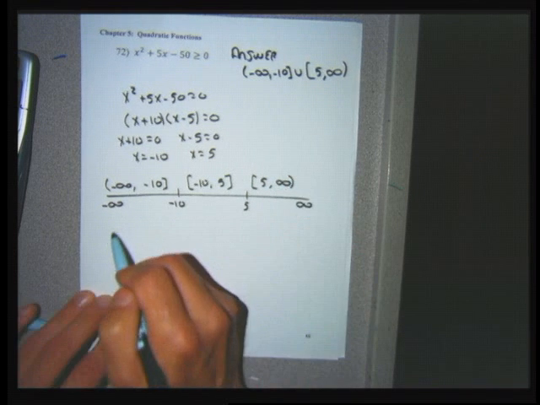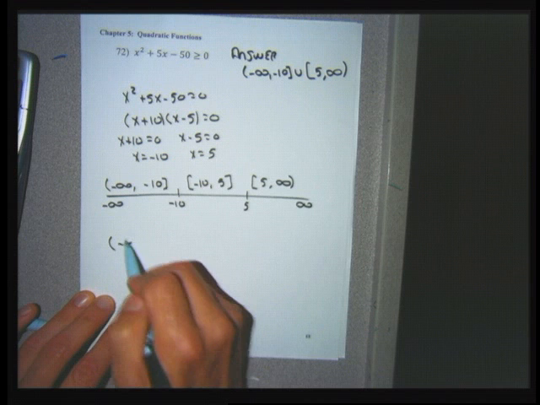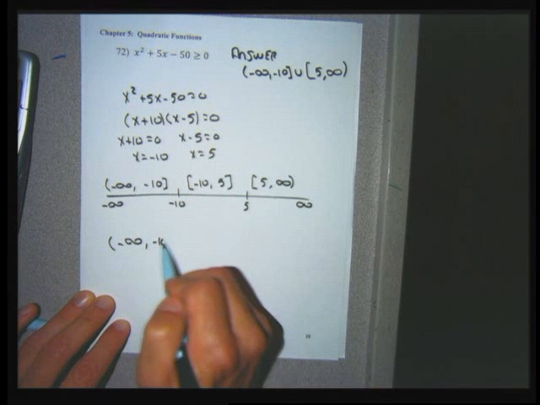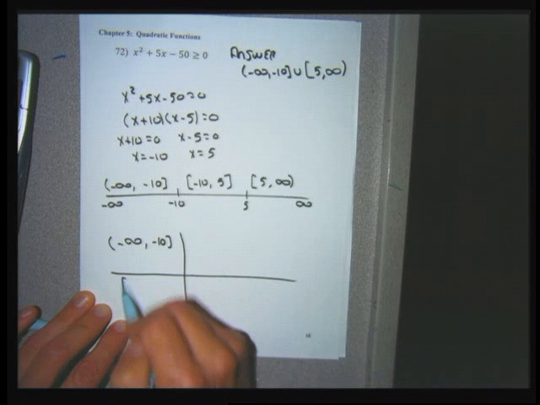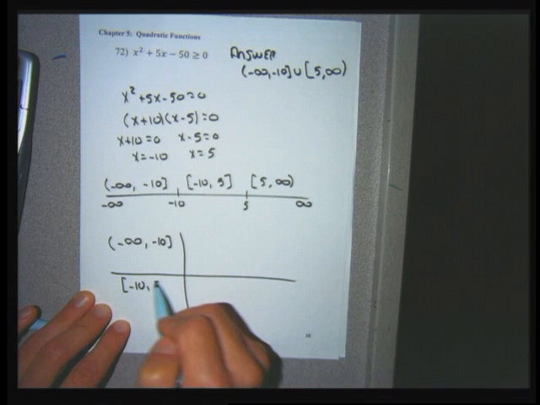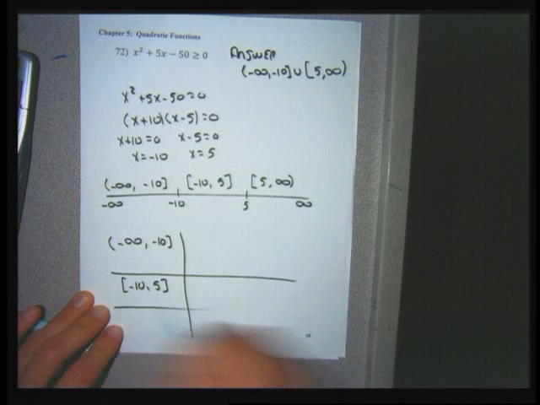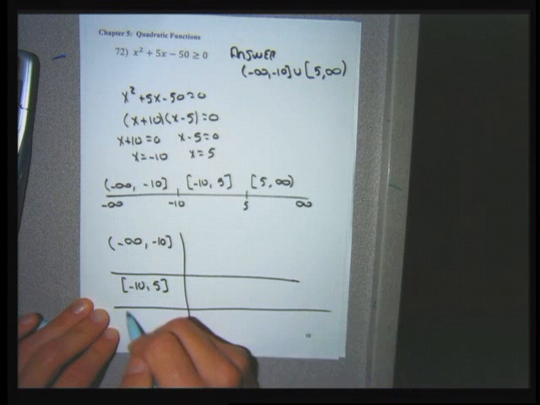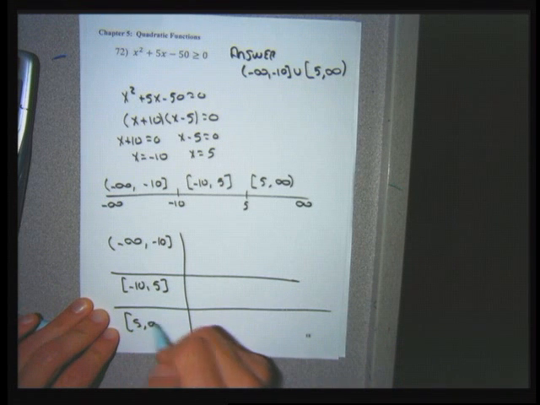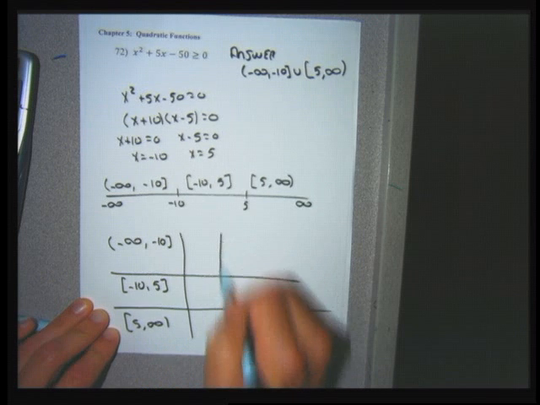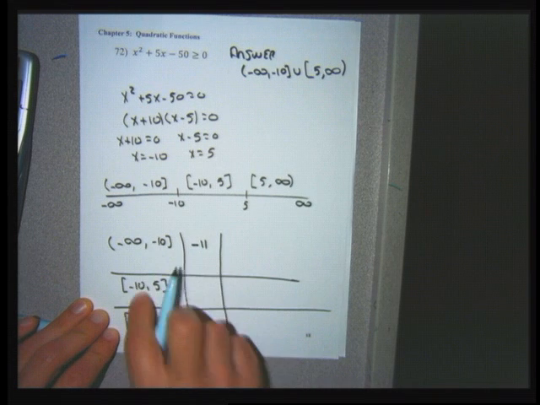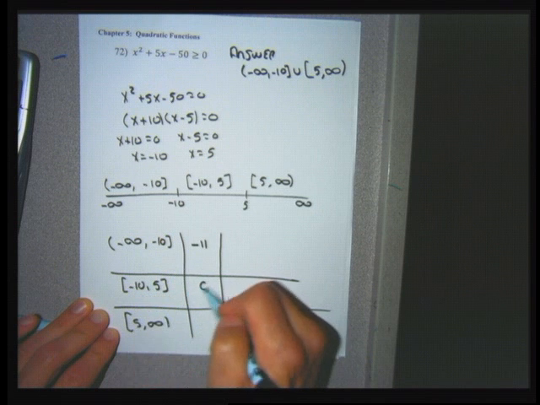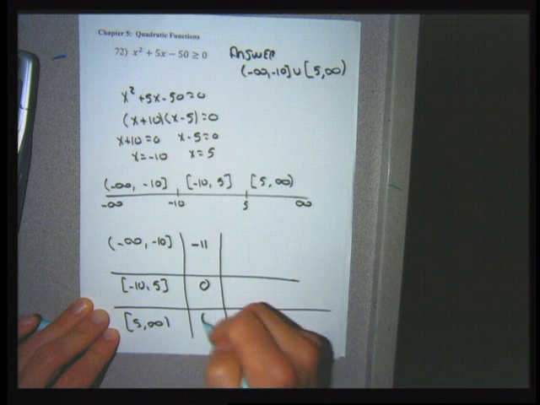Create my table. First column is going to have negative infinity to negative 10, and then negative 10 to positive 5, and then positive 5 to infinity. I'm going to check negative 11 here, because it's kind of close to the edge. Here you go from negative to positive, so I check 0. There I'm going to check 6.